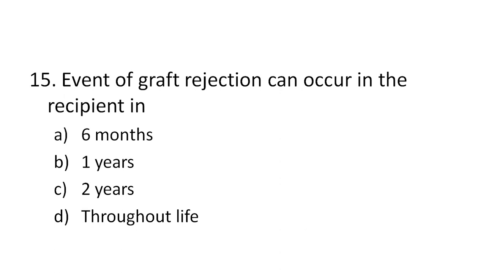Number 15. Event of graft rejection can occur in the recipient in: A. 6 months, B. 1 year, C. 2 years, D. throughout life. The risk of graft rejection after corneal transplantation is throughout life. Although the occurrence of the rejection is relatively low after 2 years, the risk is there throughout life.